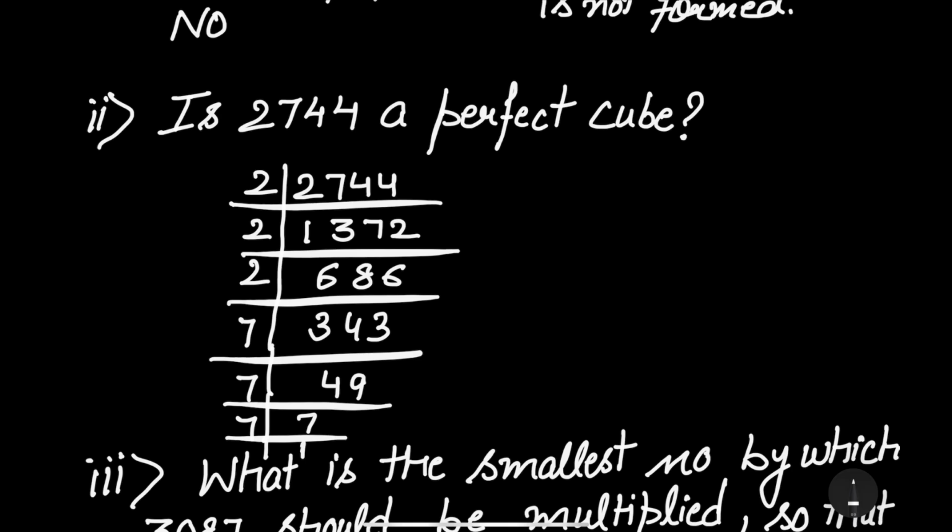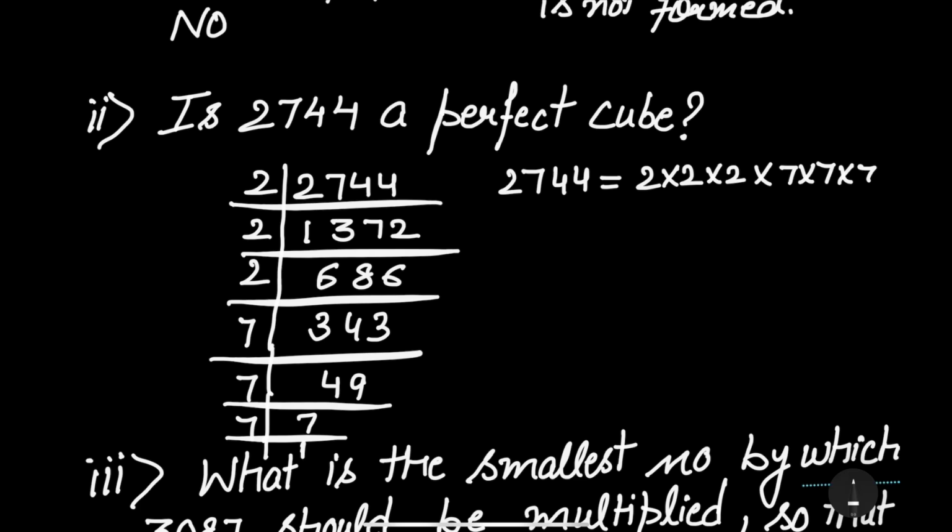Now what will be my next step? I will write all the factors of this number here. 2 multiply by 2 multiply by 2 multiply by 7 multiply by 7 multiply by 7. These all are the prime factors of the number 2744.